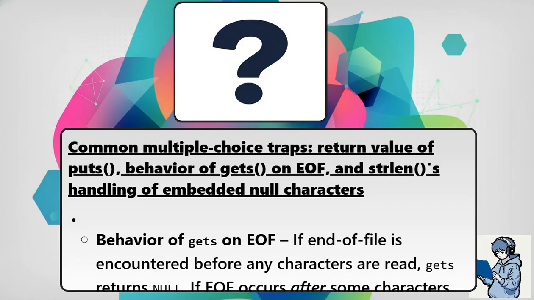Behavior of gets on end of file. If end of file is encountered before any characters are read, gets returns NULL. If end of file occurs after some characters, for example, the file does not end with a newline, gets still returns the pointer to the partially read string. This nuance is frequently tested.